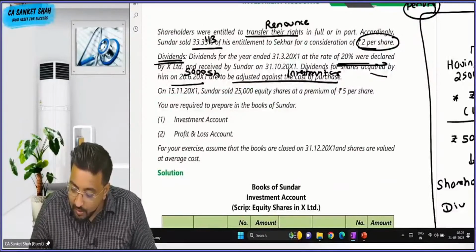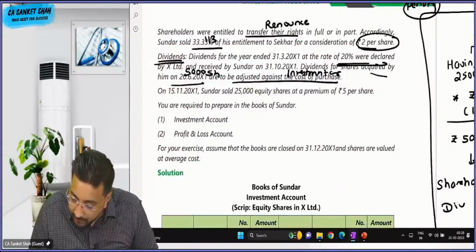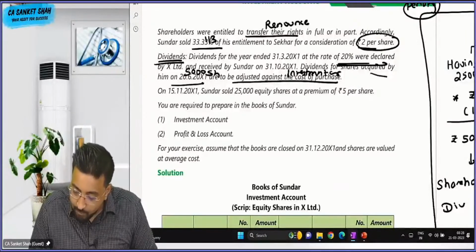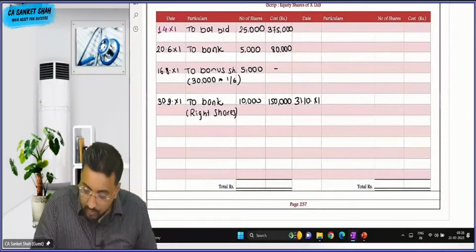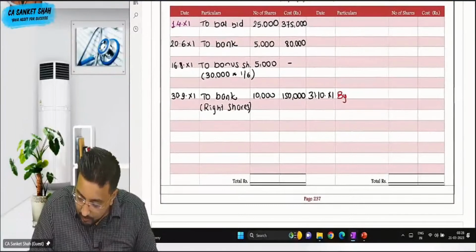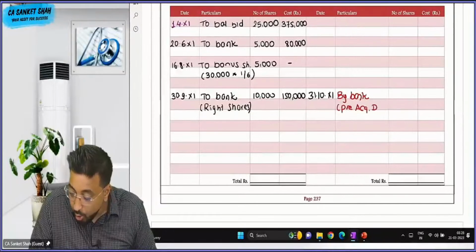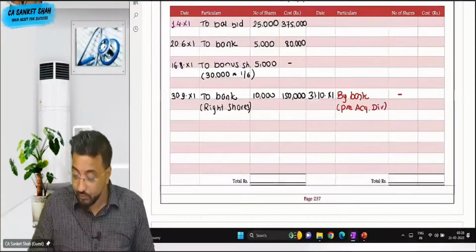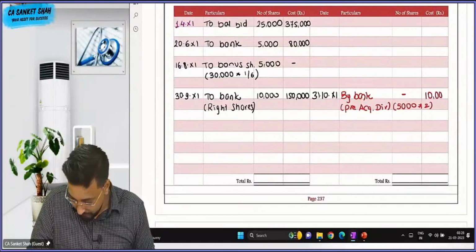Chalo kahan pe hai beta hum log? Dividend. Yes. 20th June kuthe gela re? 31st October. Write down. Red pen. 31st October ko red pen. By bank. Pre-acquisition dividend. Don't write number of shares. For interest and dividend, never write number of shares. Okay? How many shares? 5,000 shares into rupees 2. 10,000.